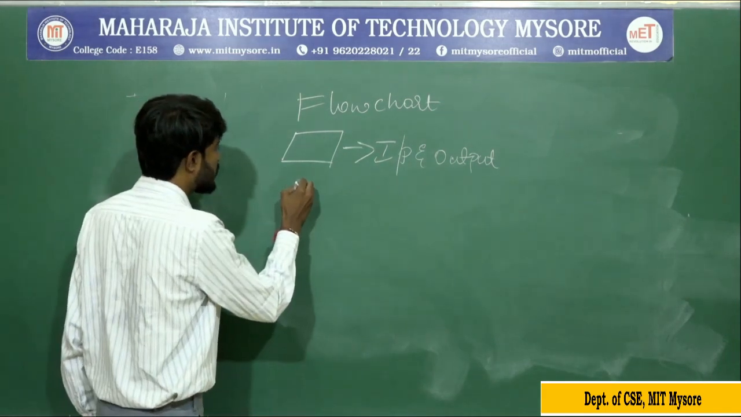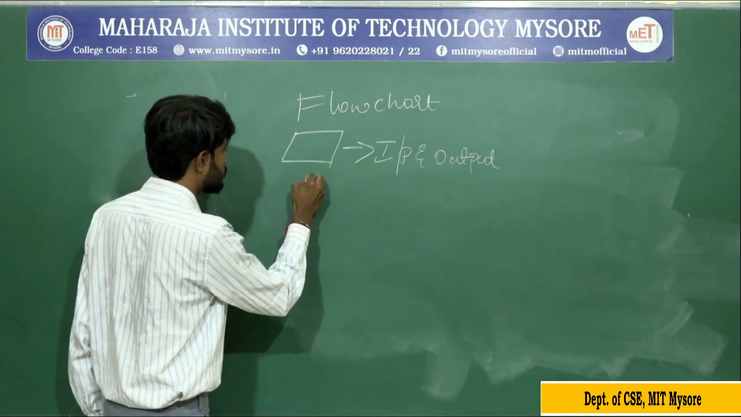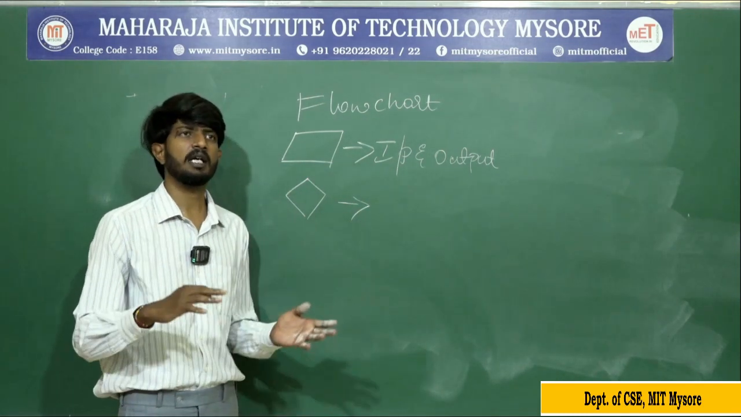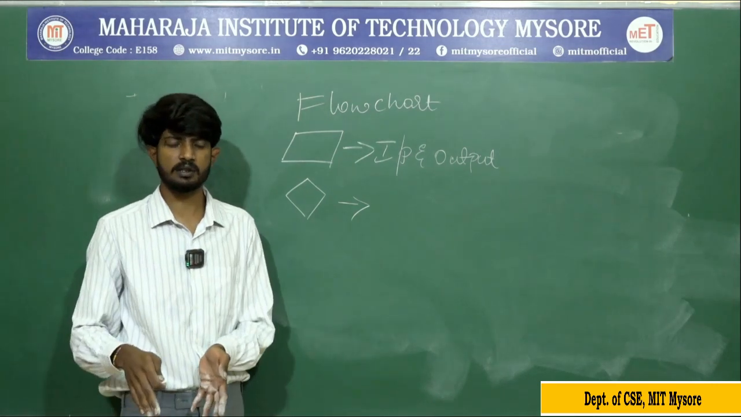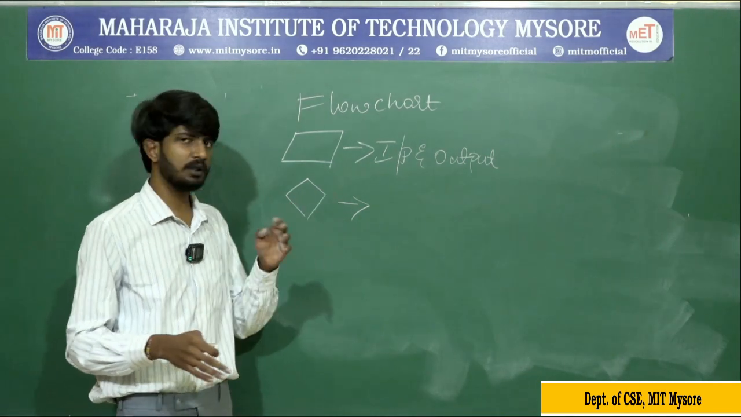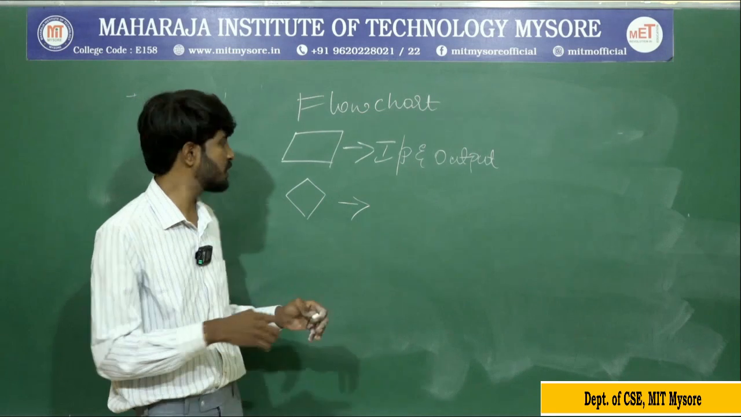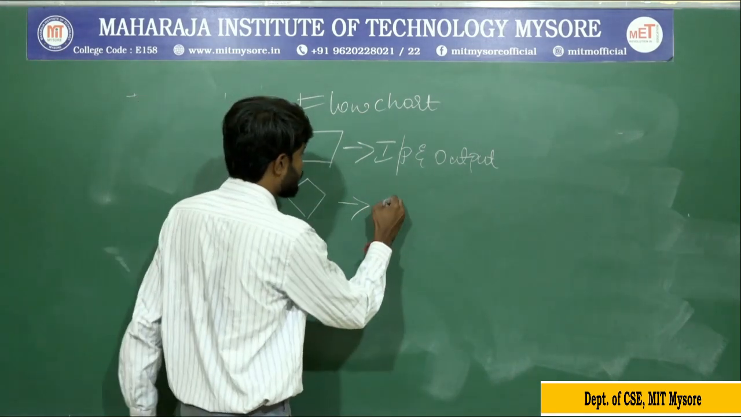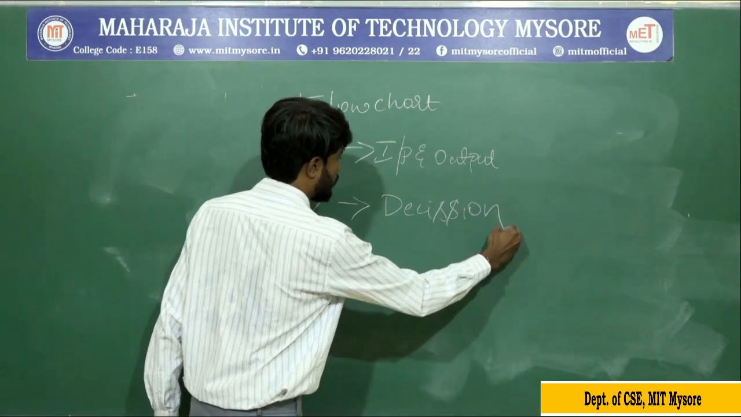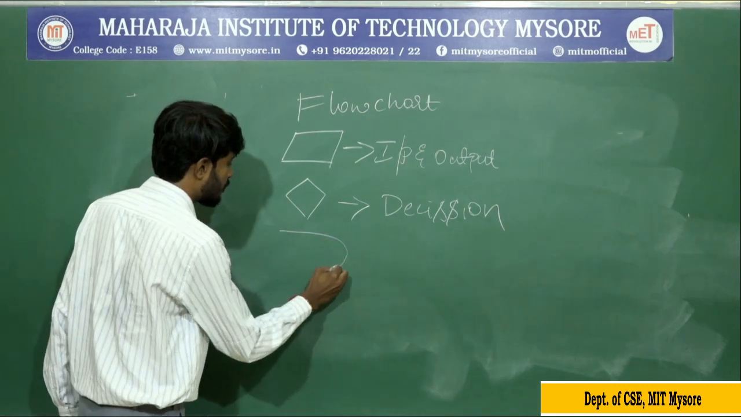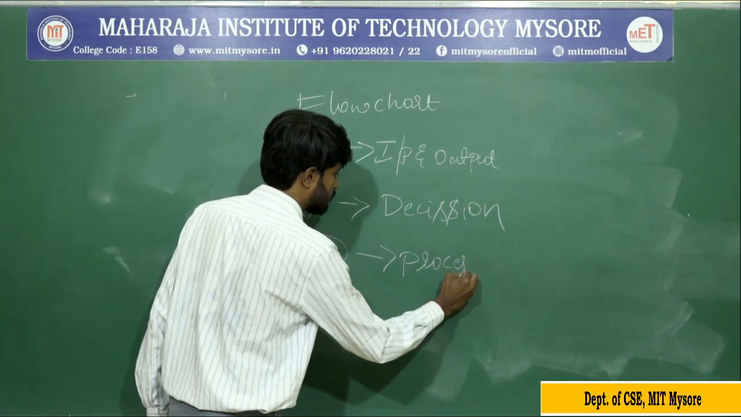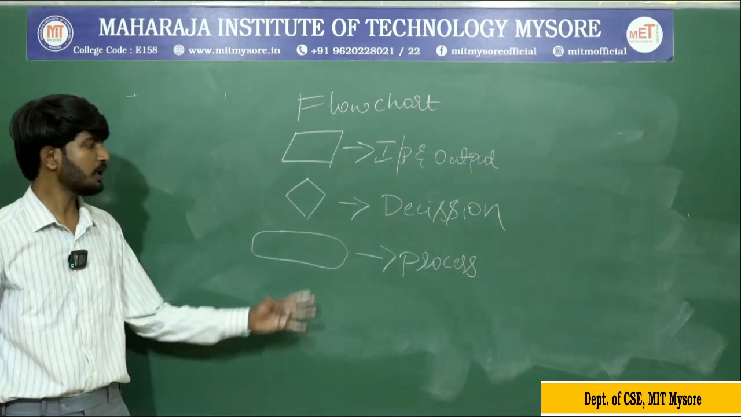The next is for decision making, like if this condition works, go to this step, or if this condition does not work, go to this step. For this we are going to use the diamond shape for decision making. Next is process. This is what you call process.